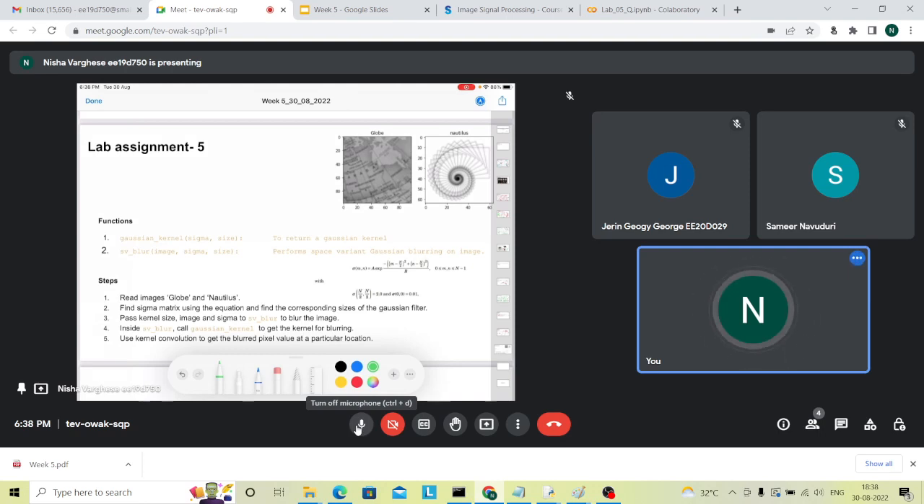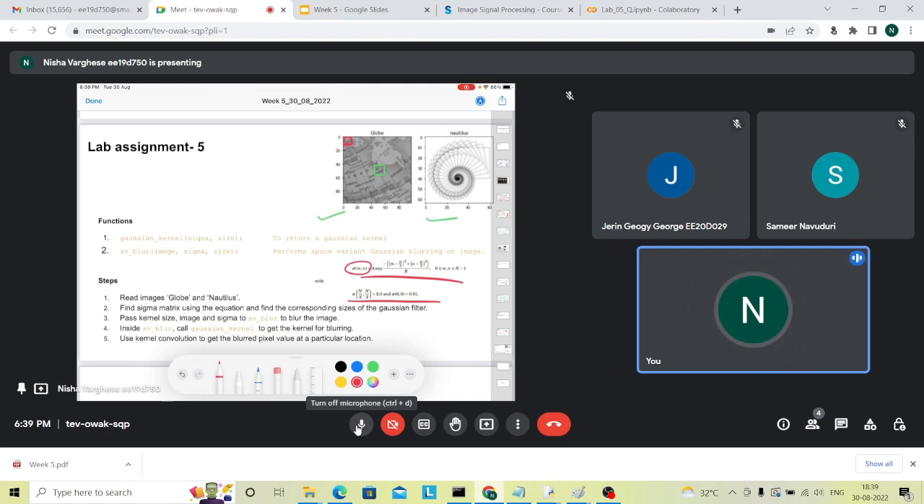So here you have to use a space variant blur kernel. Here the sigma values are not constant all over the image. You are given two images, a globe image and a nautilus image, and at every position sigma will vary. You will be given a sigma like this. In this position sigma is very high, and in this position sigma is very low. This type of relation is given in the question itself, so sigma depends on the position. In the previous assignment sigma was a constant, already given to you.